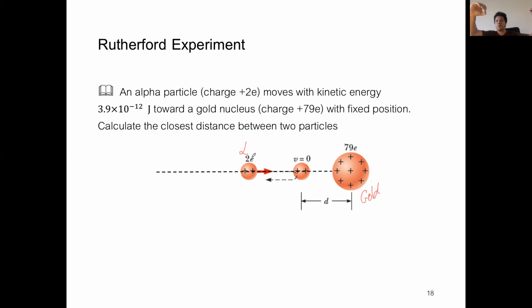So what we want to see is they calculate the distance between the two particles, sorry, the closest distance between the two particles. The closest distance comes when the alpha particle has been shot, then the repulsion makes it go back. But before it goes back, this is the closest distance, and we call the closest distance d. Okay, so using the energy conservation laws.